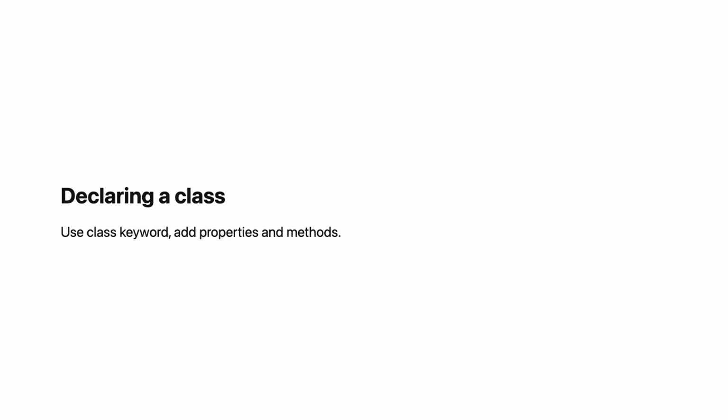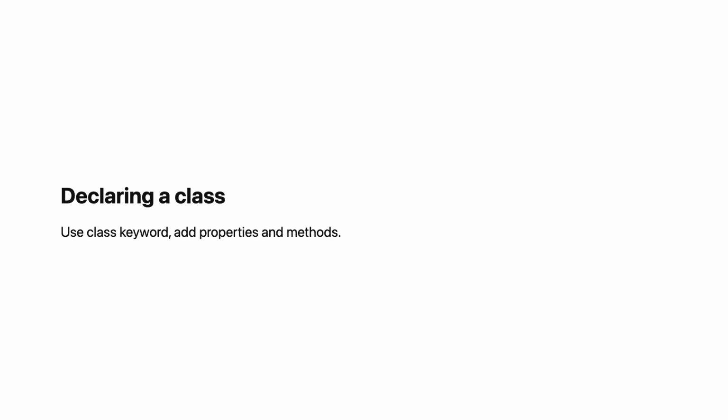Create an instance with the class name followed by parentheses. val alice = Person(). Access properties with dot notation. alice.name equals Alice. alice.age equals 30. Call methods with dot notation. alice.introduce().